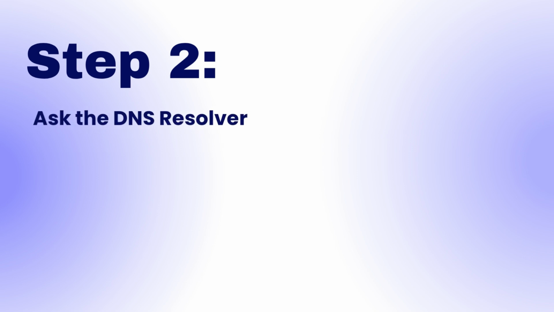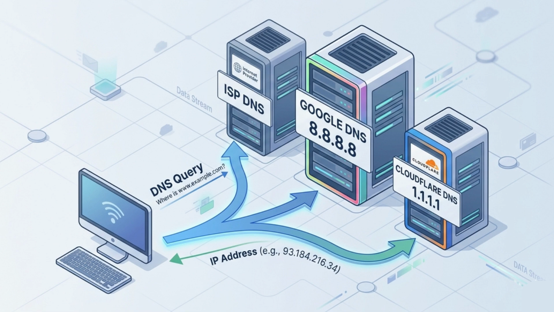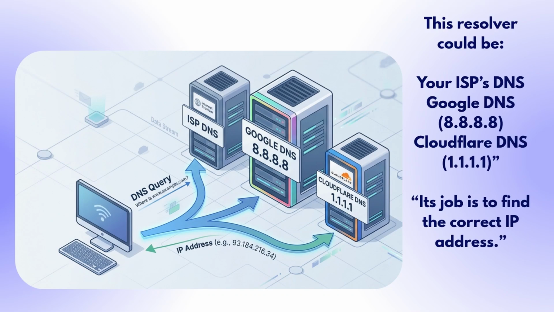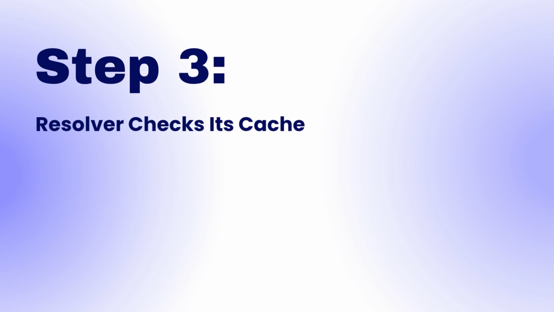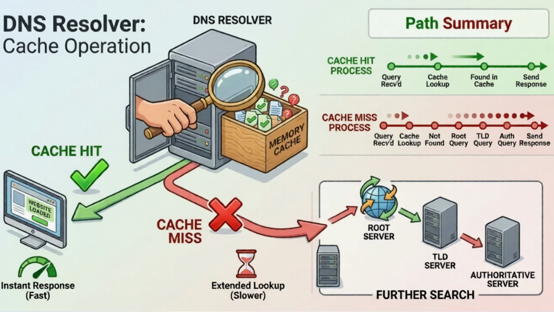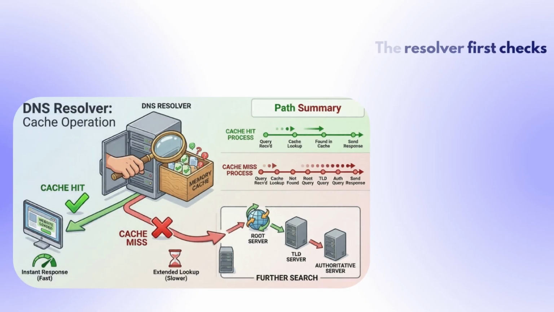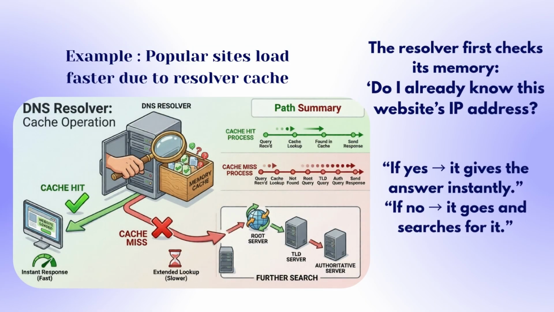Step 2. Now your computer asks a DNS resolver to find the IP. This resolver could be your ISP's DNS, Google DNS, or Cloudflare DNS. Its job is to find the correct IP address. Step 3. The resolver first checks its memory. Do I already know this website's IP address? If yes, it gives the answer instantly. If no, it goes and searches for it.